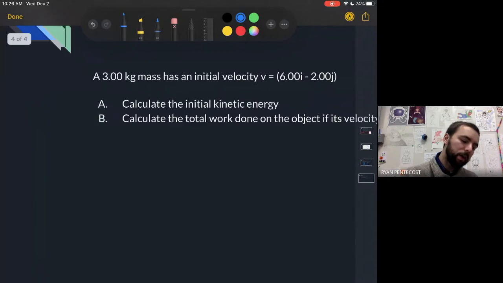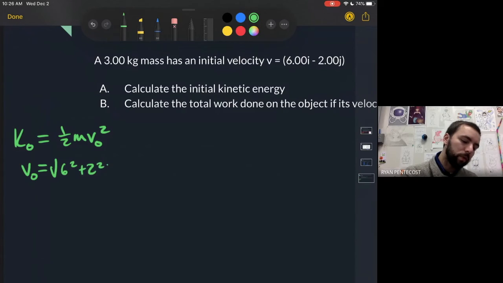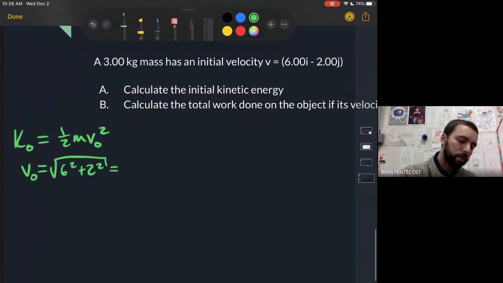So initial kinetic energy, K naught, would equal 1/2 m v naught squared. We don't have v naught, so let's find v naught. Well, we have the component form. Let's just get the magnitude of that. So that would be 6 squared plus 2 squared. We'll just do the Pythagorean theorem. That will give us the square root of 40 meters per second.